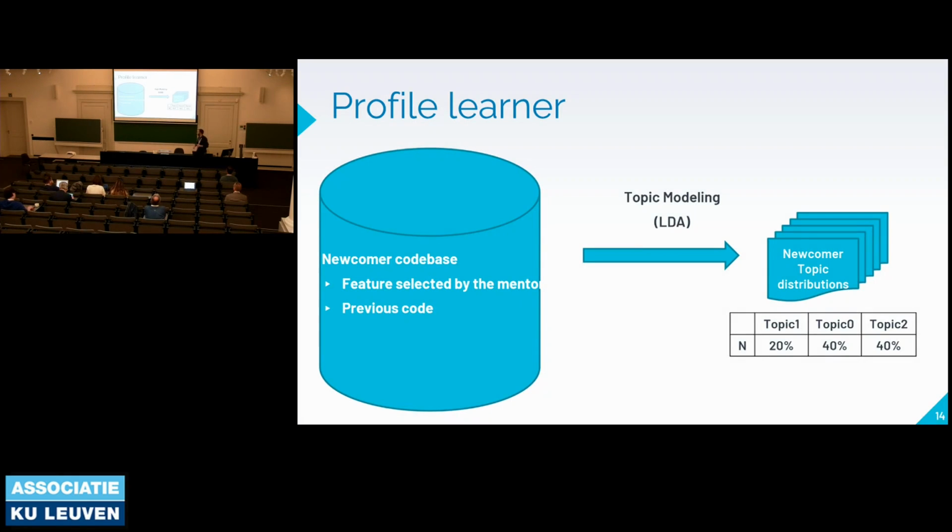Okay, so now let's move to the profile learner. The profile learner works nearly in the same way as the content analyzer. We have the newcomer code base, which sometimes will be their previous code, and at other times the feature that was selected by the mentor. So we apply topic modeling again, and finally we obtain another probability distribution that depicts the probability of the newcomer profile to belong to a particular topic.